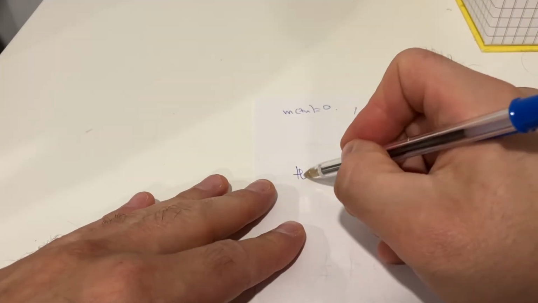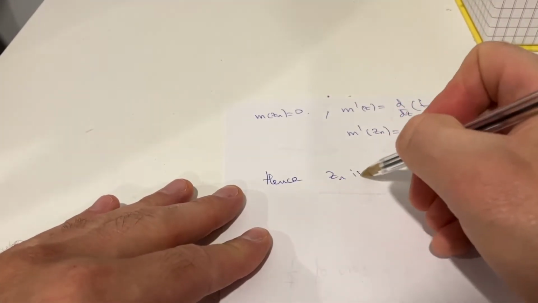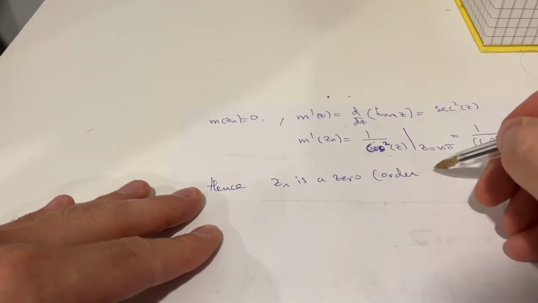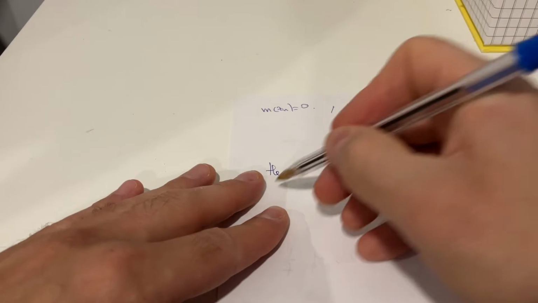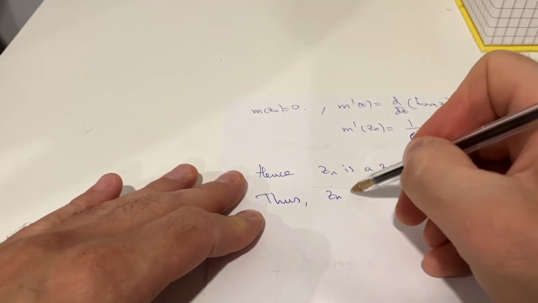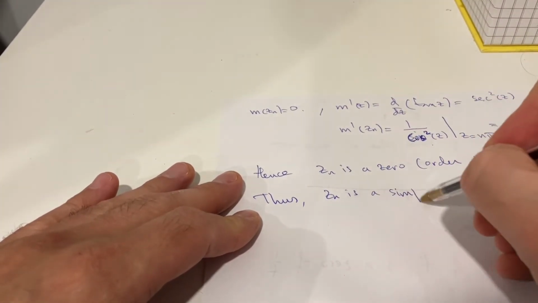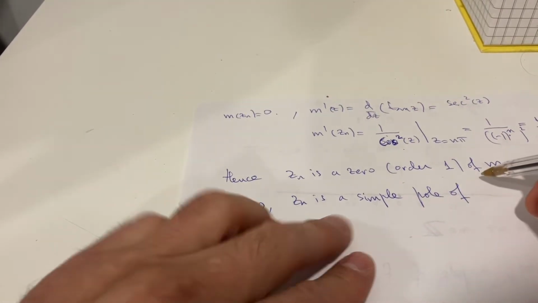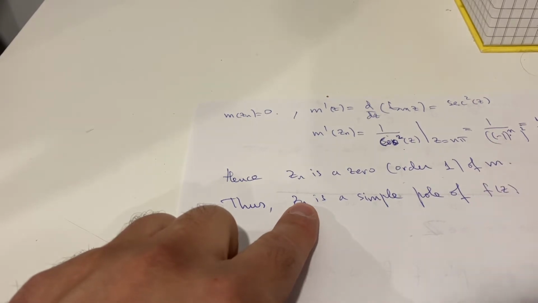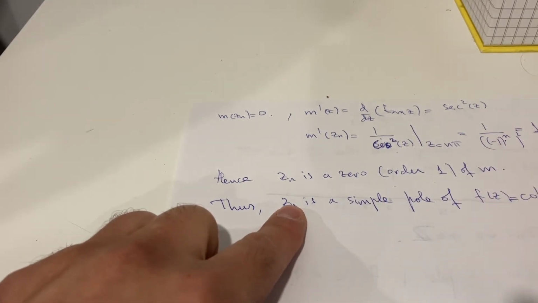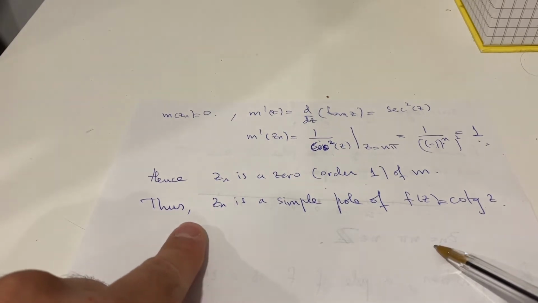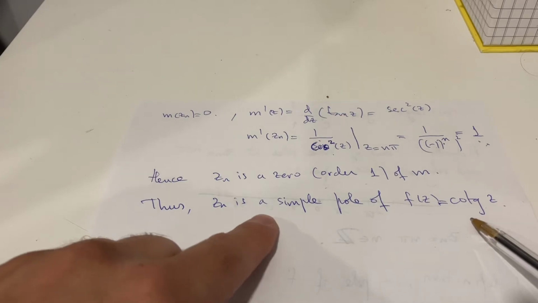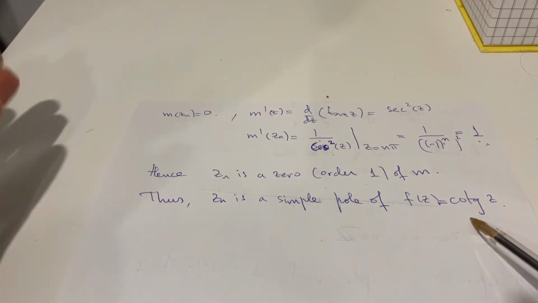Hence zn is a 0 of order 1. So this is the important thing, order 1 of m. Thus, zn is a simple pole, meaning order 1, of 1 over m, which is f of z equal the cotangent of z. Zn is a simple pole of f of z. Thus, we know how to compute the residue.